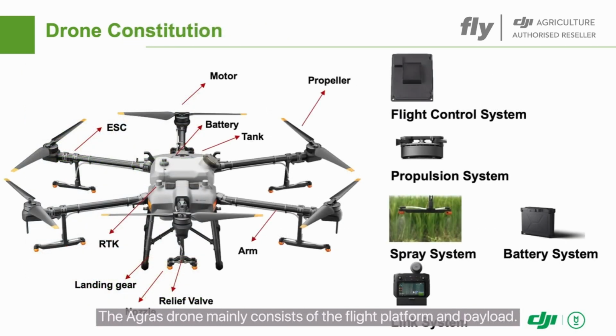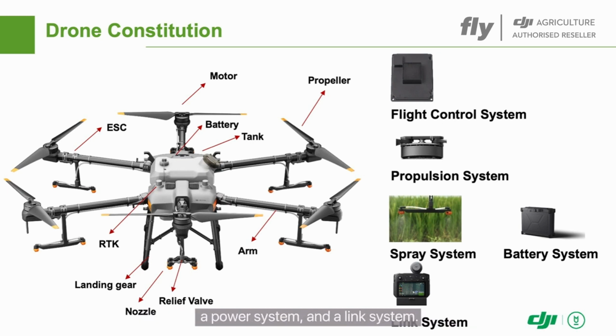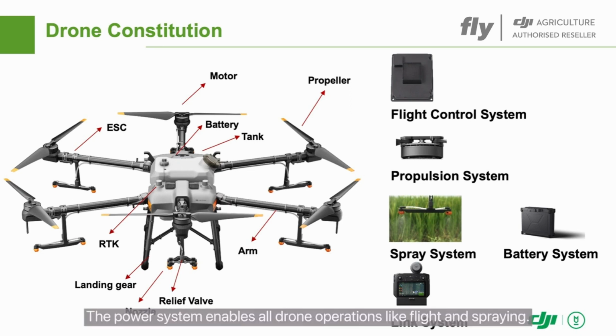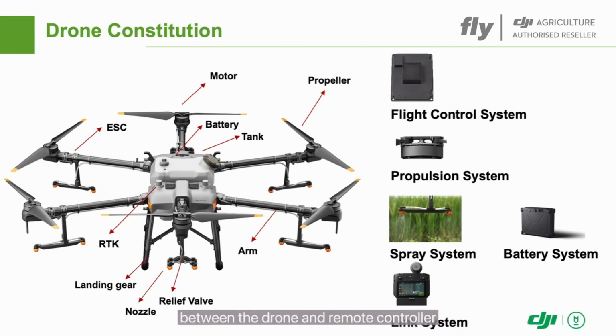The Agras drone mainly consists of the flight platform and payload. It can be used for different applications by changing the payload. The flight platform consists of a flight control system, a power system, and a link system. The flight control system enables automated flight and other complex functions. The power system enables all drone operations like flight and spraying. The link system establishes a two-way connection between the drone and remote controller.